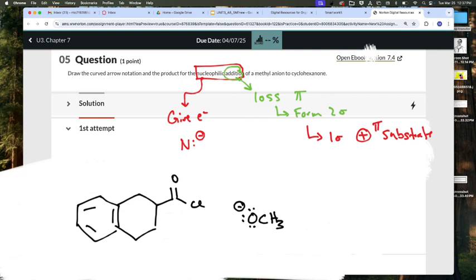Nucleophile addition. Exact same thing. You should be able to draw out the product now, or at least the curved arrows, in a matter of seconds.